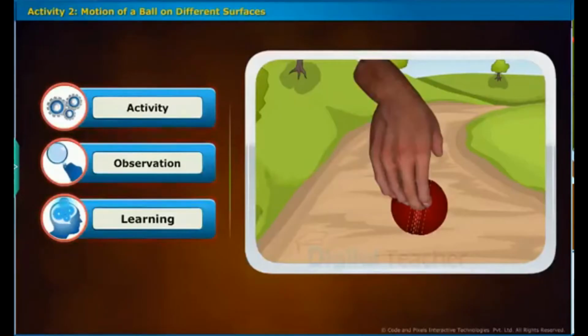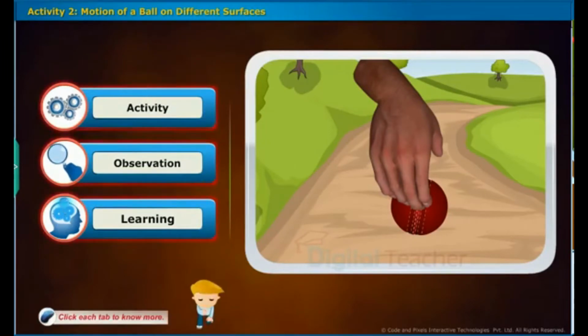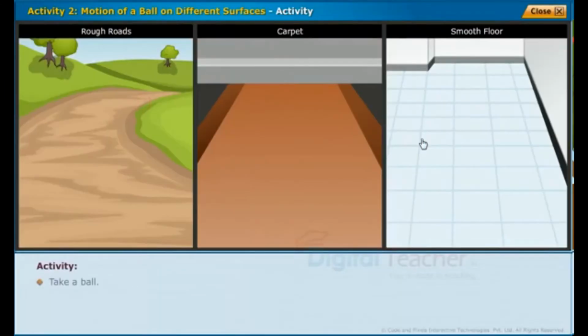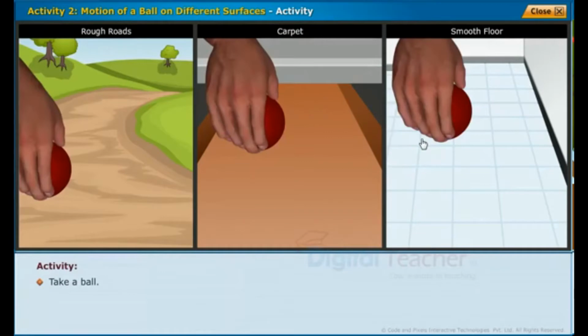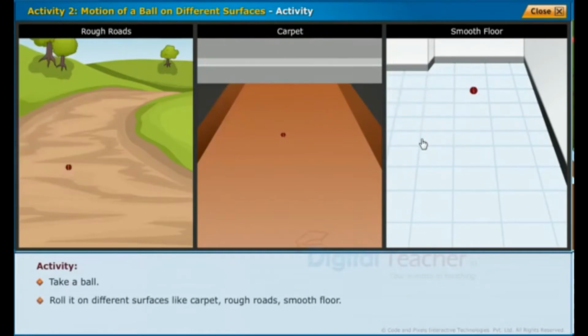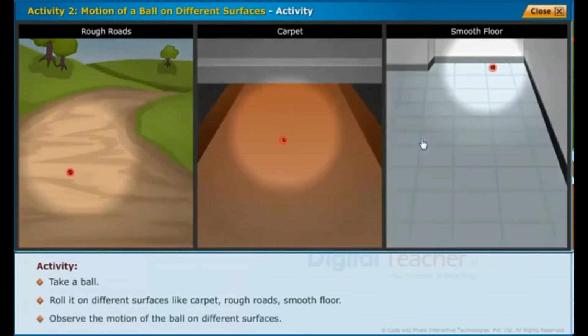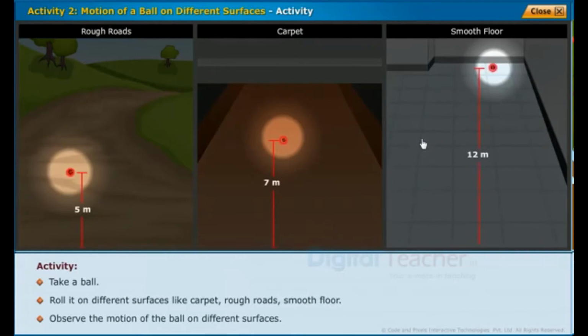Now, let us perform an activity to observe the motion of a ball on different surfaces. Click each tab to know more. Take a ball. Roll it on different surfaces like carpet, rough roads, smooth floor. Observe the motion of the ball on different surfaces.